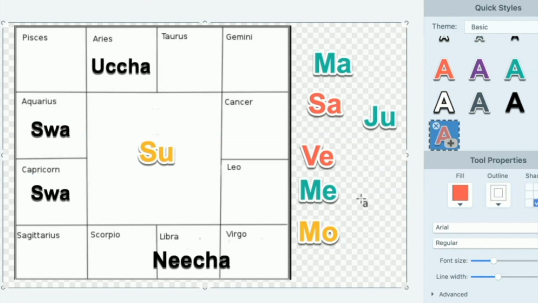Lakshmi Sthanas are the 5th house and the 9th house. And the Vishnu Sthanas are the angular houses, the angles. The 4th house, the 7th house, and the 10th house are angles. Okay, so now we'll finish the sun for now.